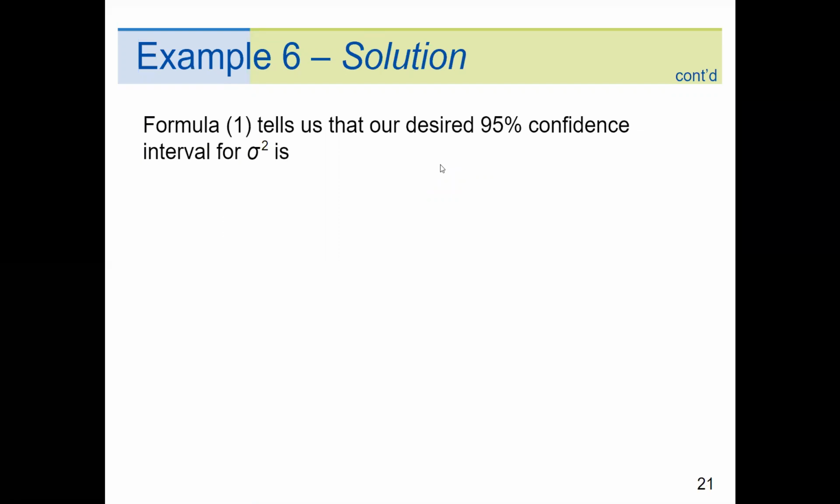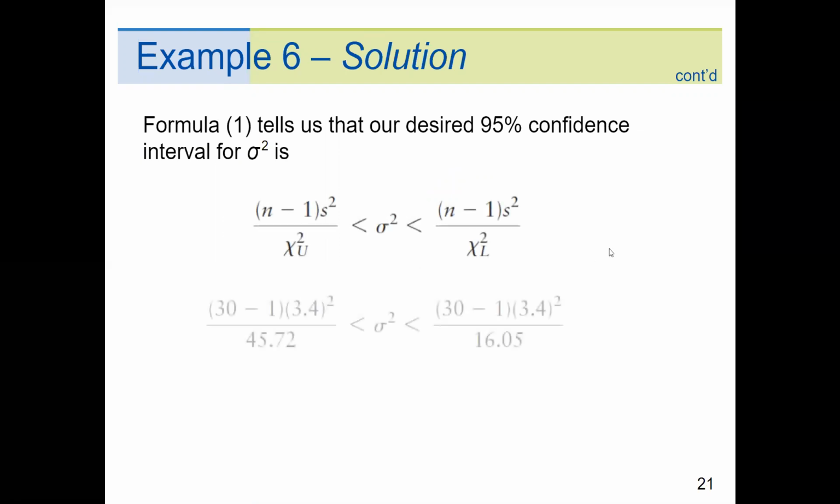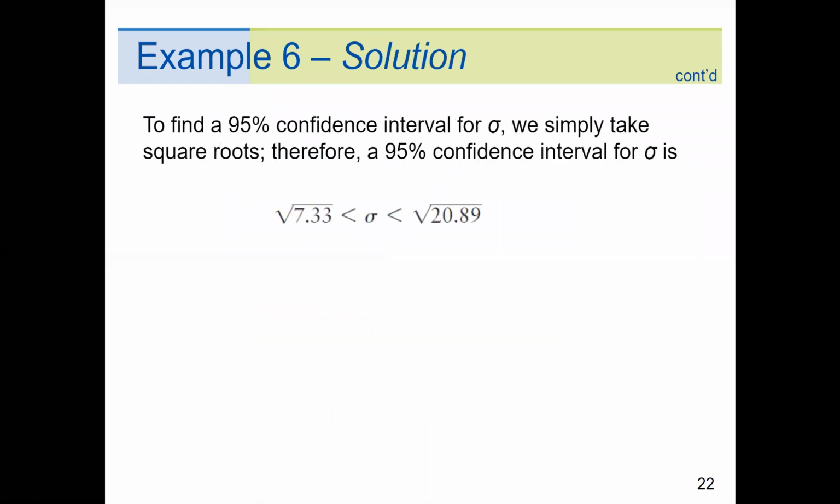Formula 1 tells us that our desired 95% confidence interval is, and here luckily they fill it in for us, so your lower bound was 16.05. So you end up with 7.33 and 20.89. Then if you take the square roots, you get 2.71 and 4.57.